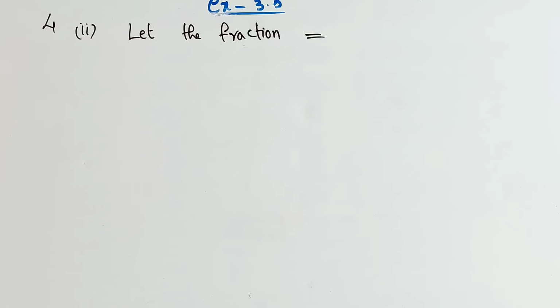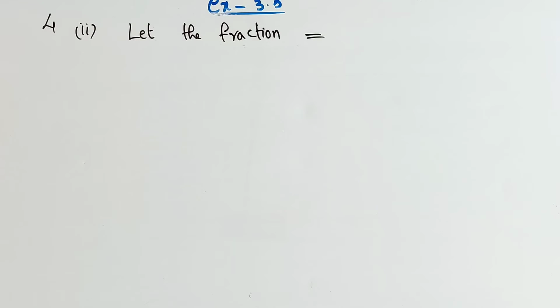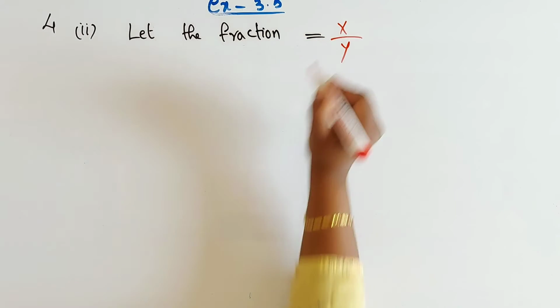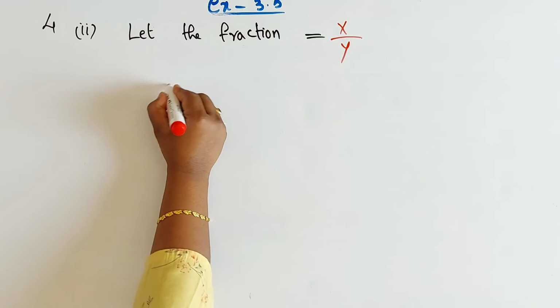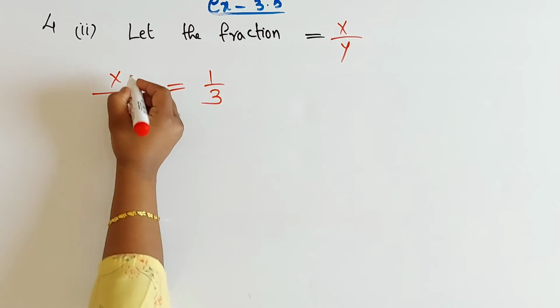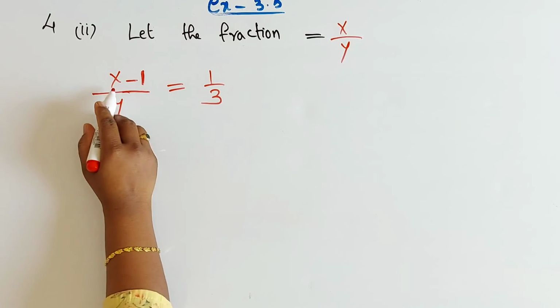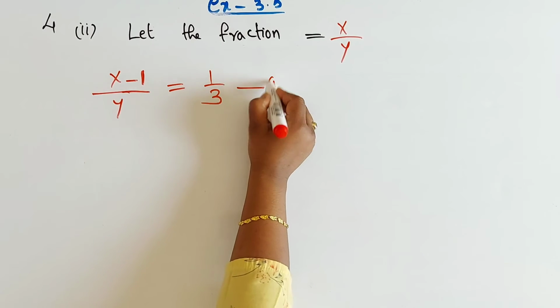Now the second one, children. A fraction becomes 1 by 3 when 1 is subtracted from the numerator and it becomes 1 by 4 when 8 is added to its denominator. Find the fraction. So let the fraction be X divided by Y. What is the first statement? A fraction becomes 1 by 3 when 1 is subtracted from the numerator. Numerator means X, so X minus 1 divided by Y equal to 1 by 3. This is the first one.